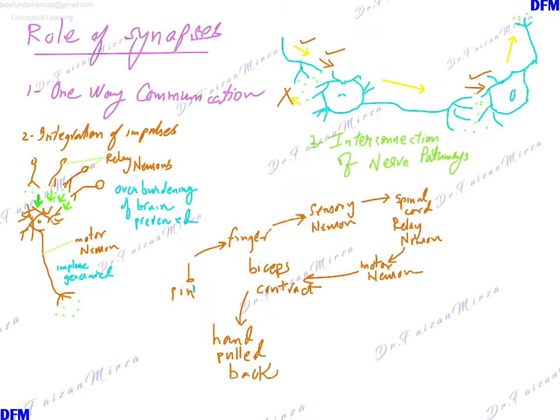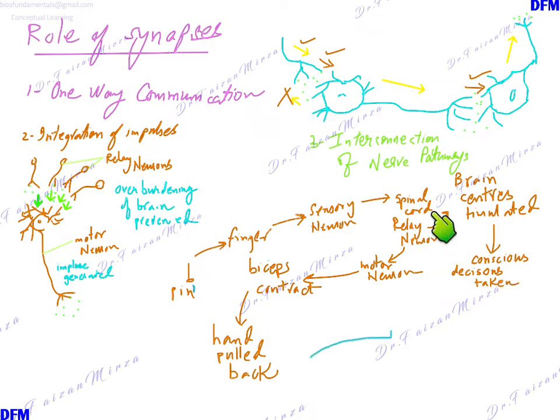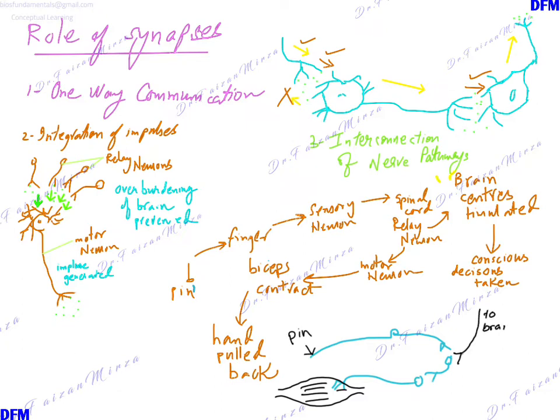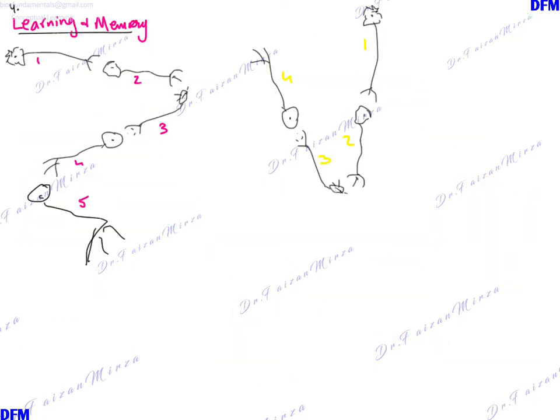But you just do this subconsciously. At the same time, this relay neuron sends the impulse to the higher centers in the brain, which are stimulated, and then you take conscious decisions. So this conscious decision can only occur because of the nerve pathways being interconnected, and interconnection of these nerve pathways can only occur at synapses, where a synapse allows two neurons to communicate and multiple neurons to again make synapses at the same point. So there is a circuitry here where multiple neurons are actually talking to one another.